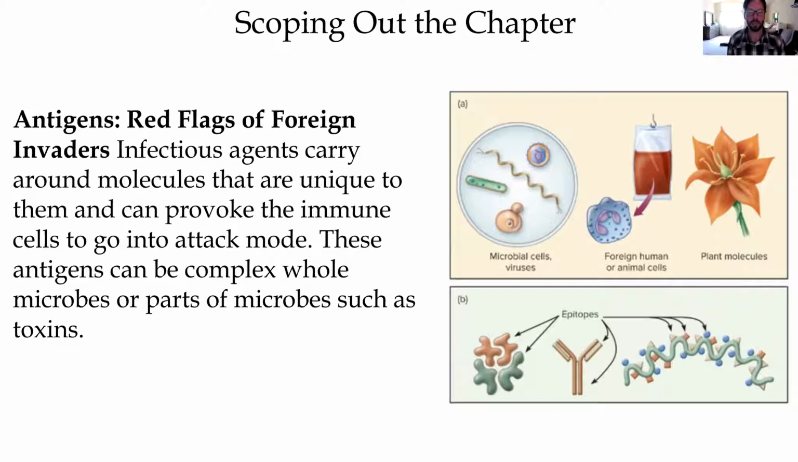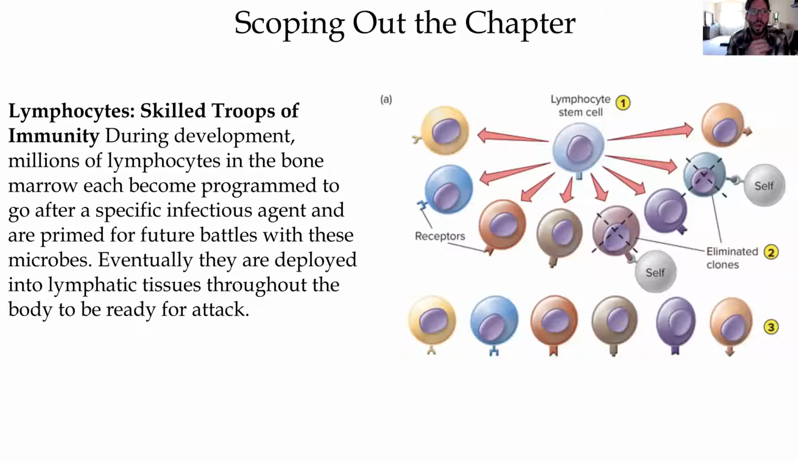So antigens aren't just microbial in nature. They can also be from cells of other species or within our own species. We'll talk about that a little bit more. We'll talk about the lymphocytes, right? The T cells, the B cells, and the natural killer cells.